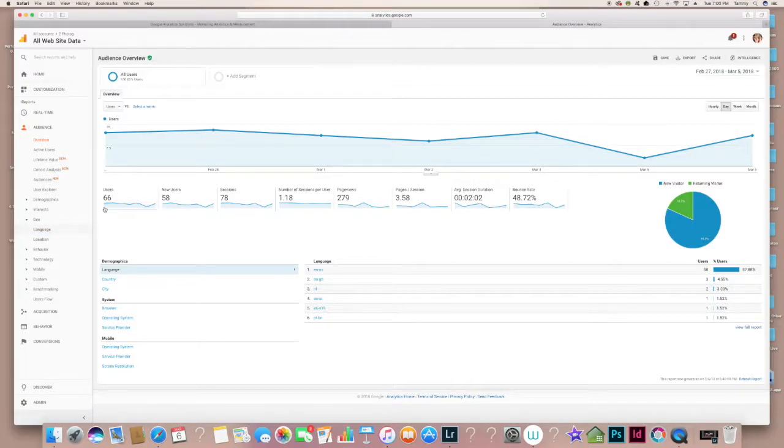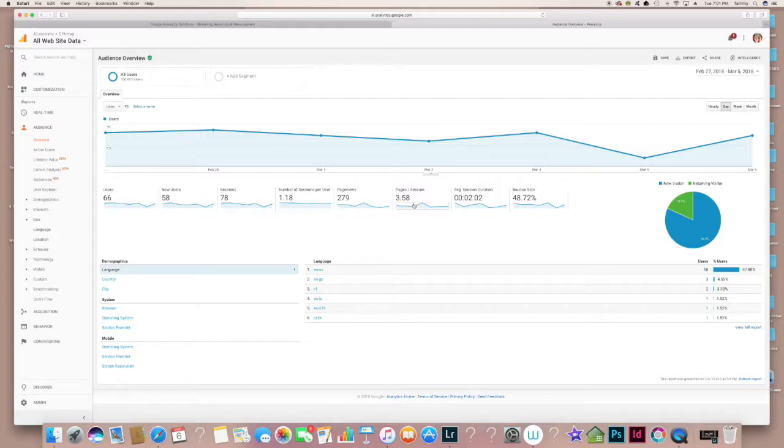Then you can see here users. In that same time frame, there were 66 users total, so that means just everyone. Of those 66, 58 of them were new users, so these were people that had not been there before. There were 78 total sessions. Number of sessions per user, 1.18. So somebody came back more than once. Page views over the total, 279. Pages per session, 3.58.